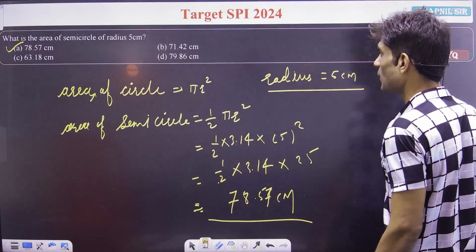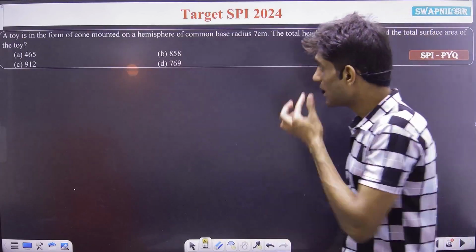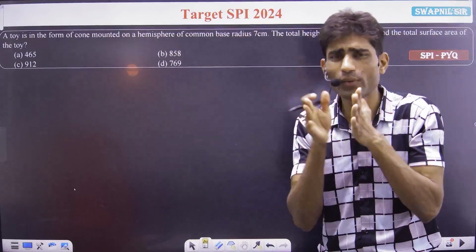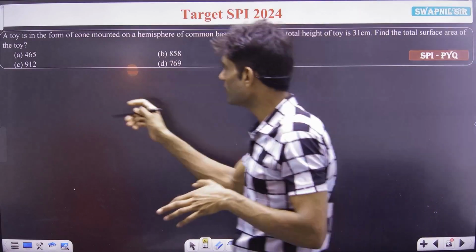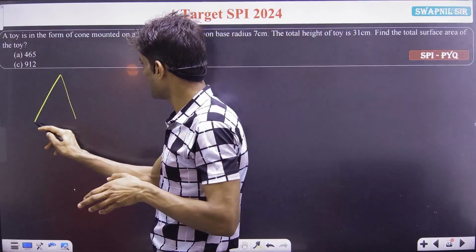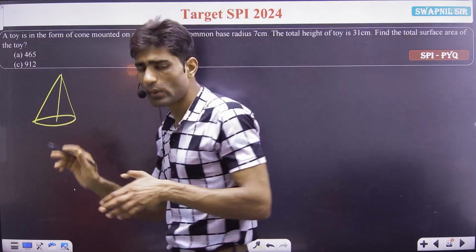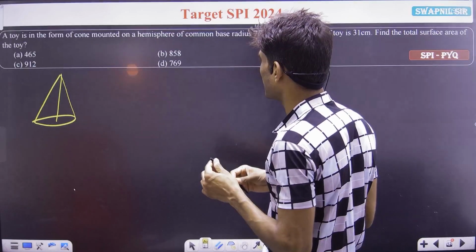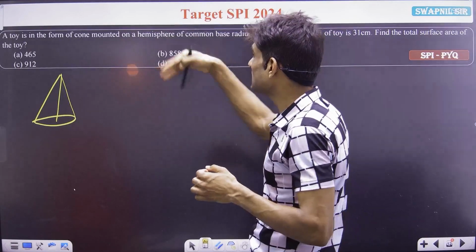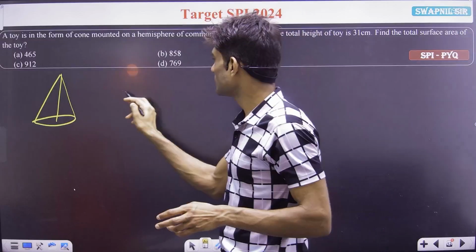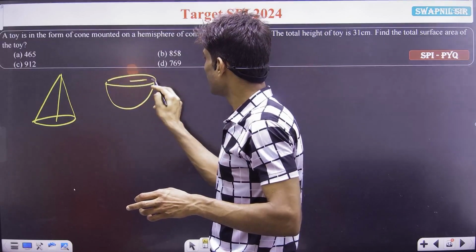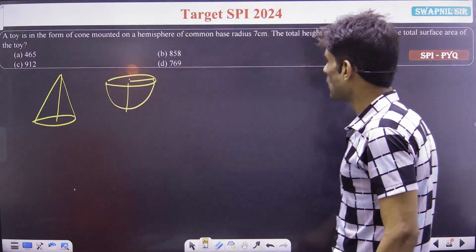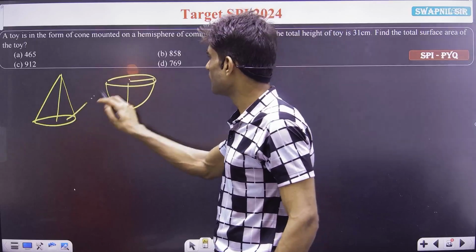Now let's move to the next example. A toy is in the form of a cone. What we have is a toy in the form of a cone, so we have a cone given here. First of all, draw the figure and visualize it. A cone mounted on a hemisphere, mounted inside the hemisphere, with a common base. We both have a common base, that means these bases are common.